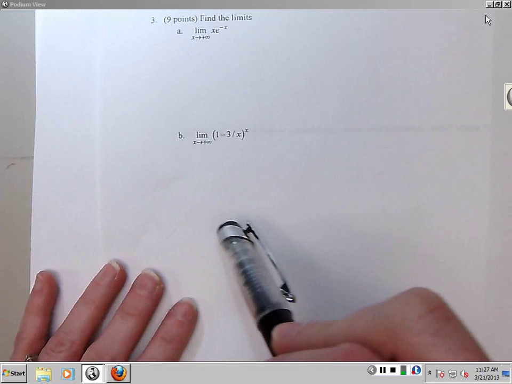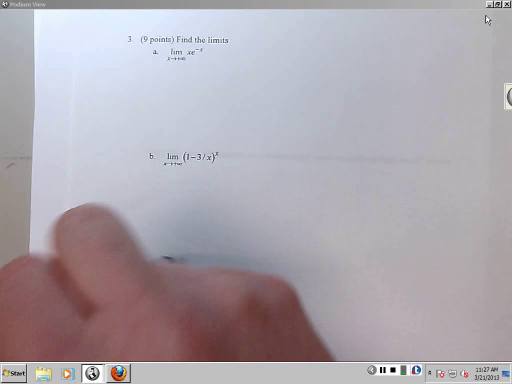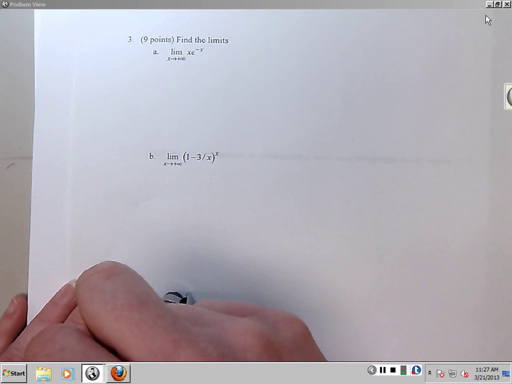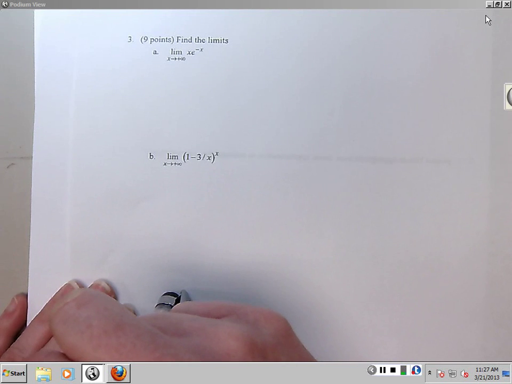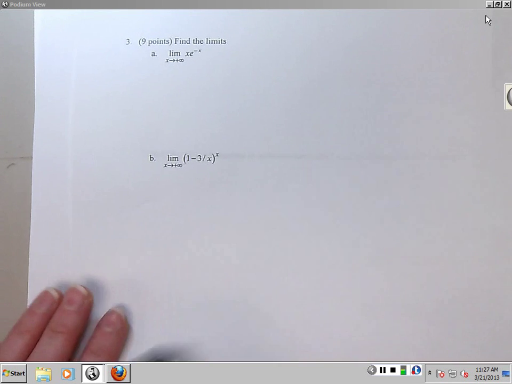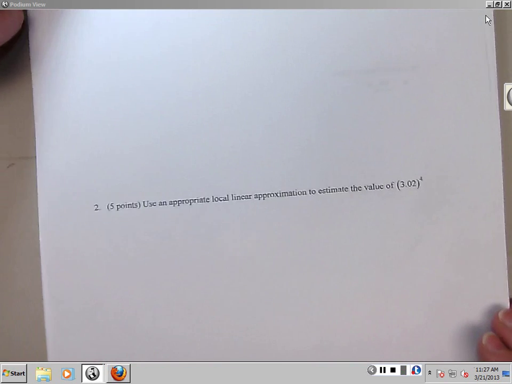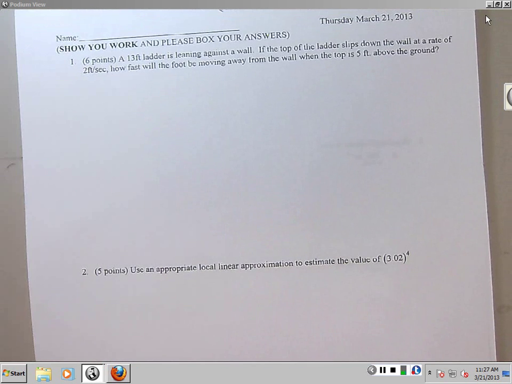And in the past, I've seen one similar to this. This was a homework problem. It was on Wiley. A lot of you knew the answer, e to the minus 3, but you didn't know how to show it. So let's go through and look. Did anyone have any questions on number 1?